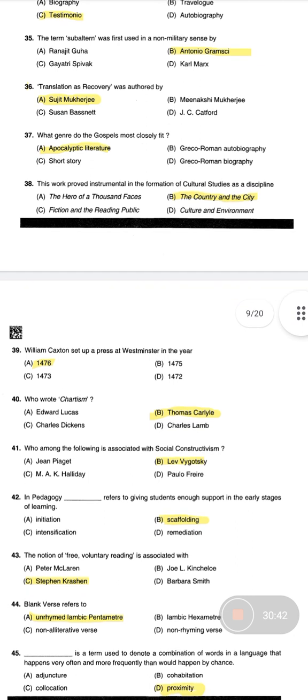Question number 38. This work proved instrumental in the formation of cultural studies as a discipline. The Country and the City. The Country and the City. This work proved instrumental in the formation of cultural studies as a discipline.